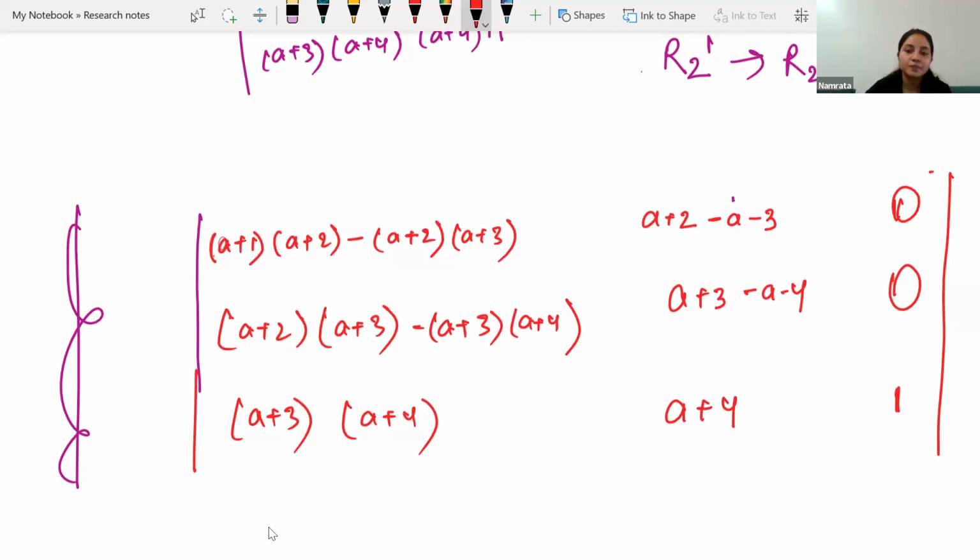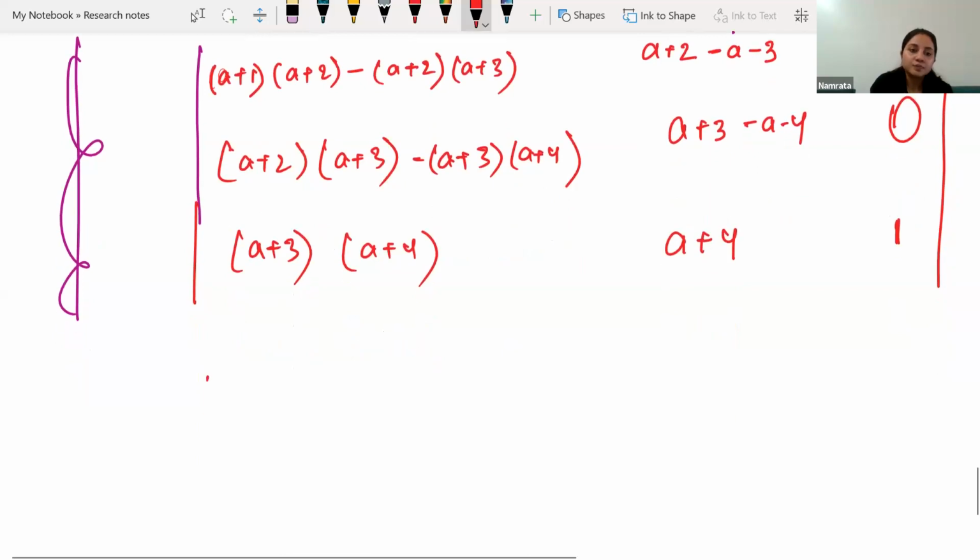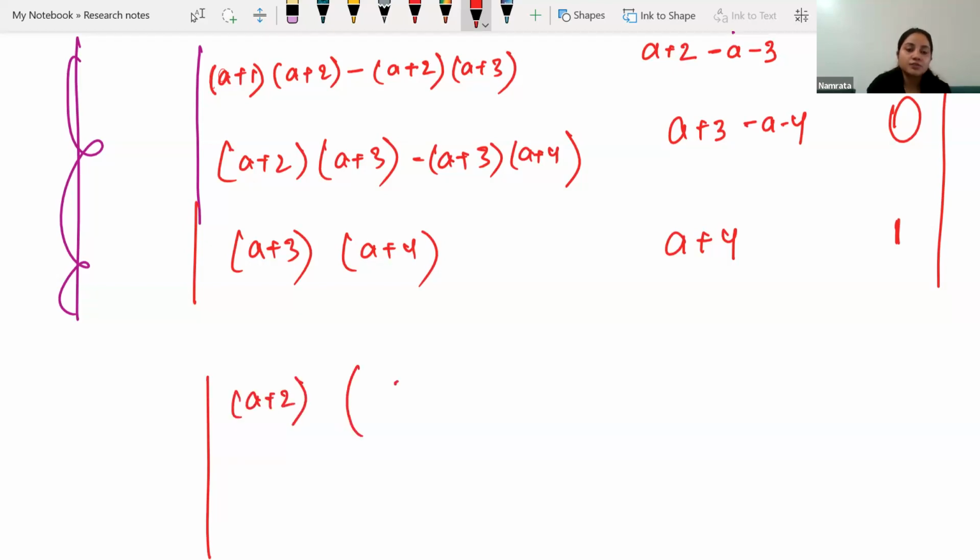Let me know. Now what we can do, in the first column we can see the first term a11, this one. We can see a plus 2 can be taken out as a common, and we will be having a plus 1 minus a minus 3. Yeah, this calculation we will be able to do quickly. This is the first question I have picked. That's why I am showing each and every step over here. If this is not clear to you, please let me know. Is it clear so far?